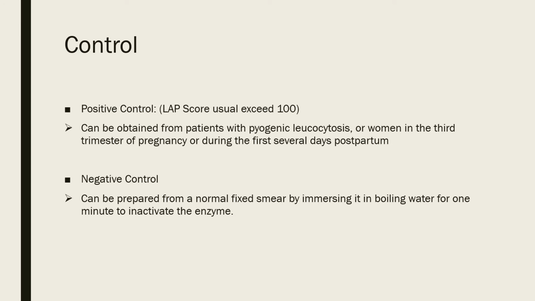Okay, for the controls that we can use in the LAP test, there are two: positive control and negative control. First we will look into the positive control. The LAP score usually exceeds 100. For the positive control, we can obtain it from patients with pyogenic leukocytosis, or women in the third trimester of pregnancy or during the first several days postpartum. And for the negative control, we can prepare it from a normal fixed smear by immersing it in boiling water for 1 minute to inactivate the enzyme.